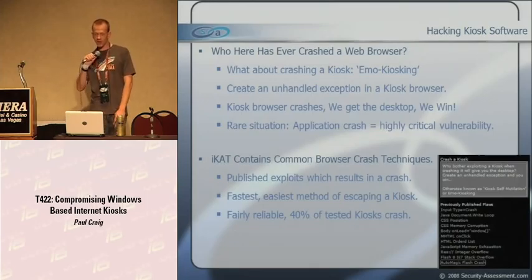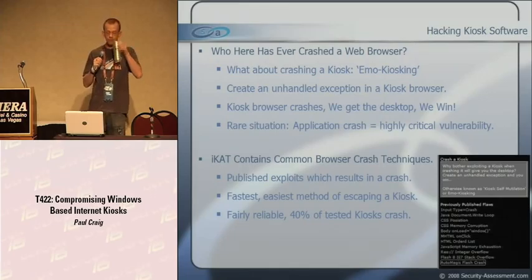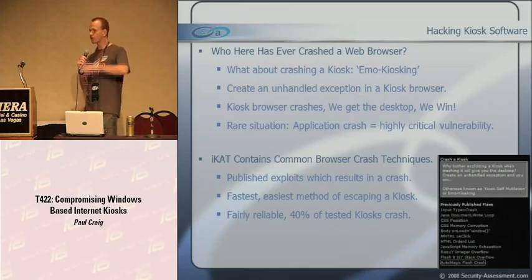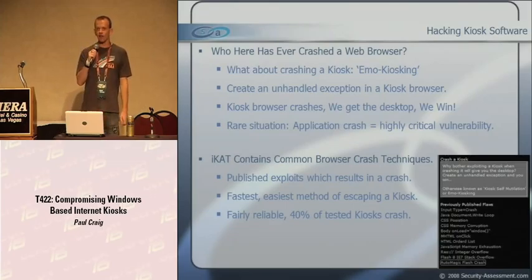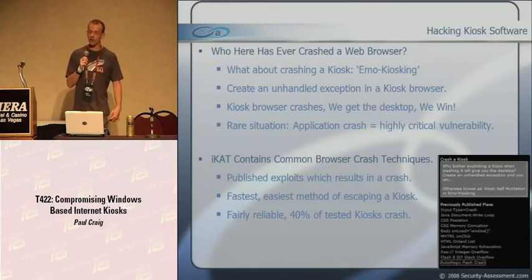All right, so if we can create an unhandled exception in the kiosk browser, we win. Why do we win? Well, the kiosk browser crashes, pops up that little dialogue and says, oh no, I've had an exception, I've crashed. Then there's the desktop. Woo! That's pretty easy, right? I think this is one of the only situations where an application crash is a highly critical vulnerability, because it completely escapes the kiosk jail.